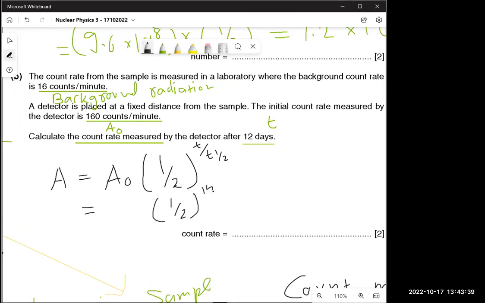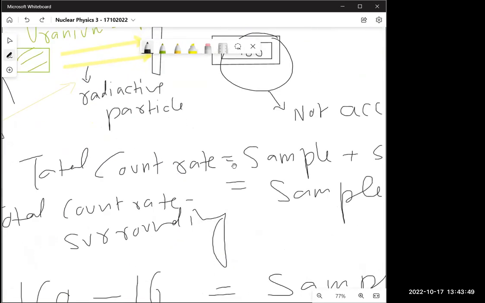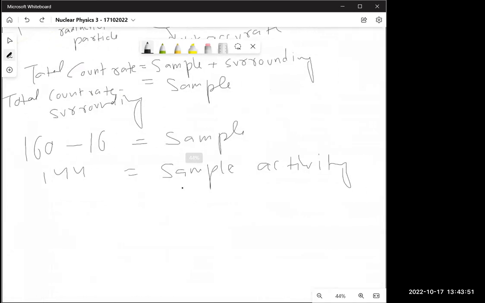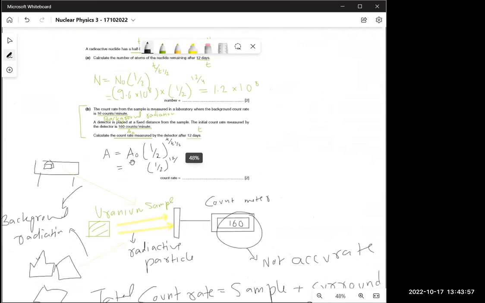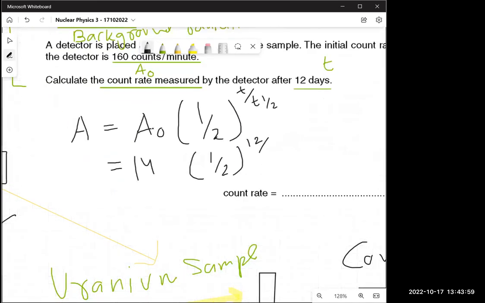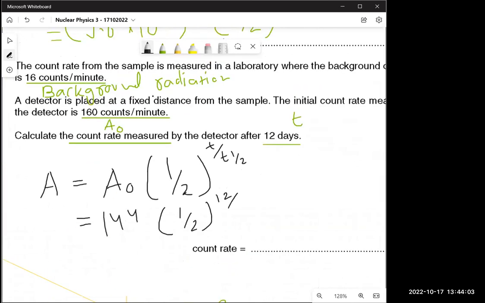A was 160 counts per minute. No, we don't know this one, right? A naught is not 160. Why? Because 160 is the total, the surrounding plus sample. We need only the sample. So we'll put 144 here. We need the A naught, or the activity of the sample at the beginning, not the background radiation. We have to remove the background radiation and just put 144 divided by T half.